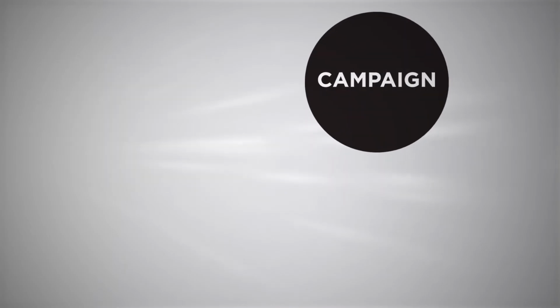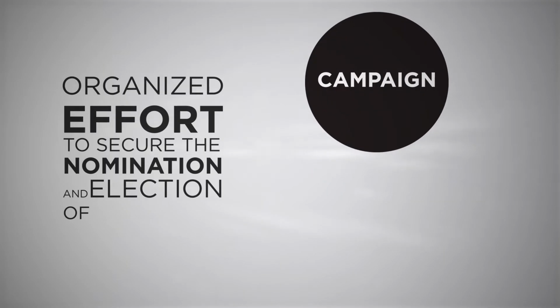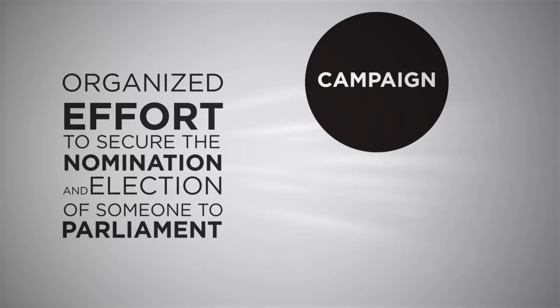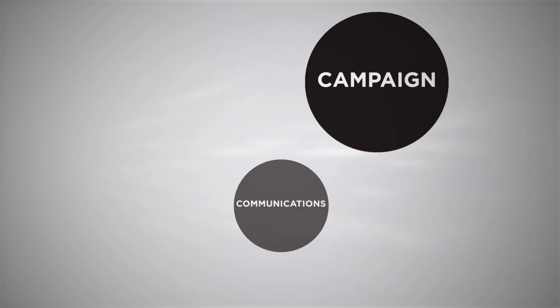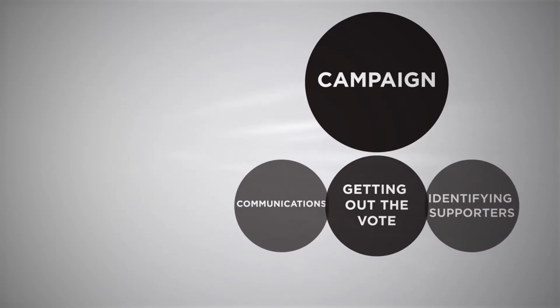The Canada Elections Act permits candidates to campaign in federal elections. A campaign is an organized effort to secure the nomination and election of someone seeking to be a member of Parliament. The general approach of a campaign to be a member of Parliament involves three key activities: communications, identifying people who support your campaign, and getting out the vote.